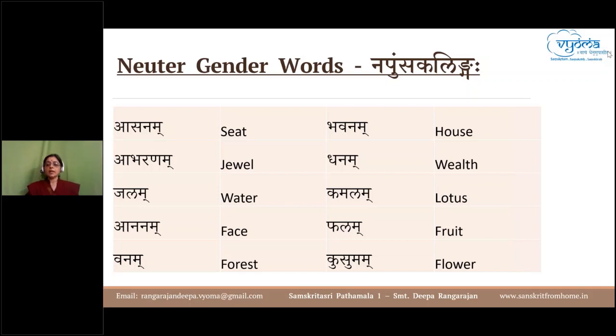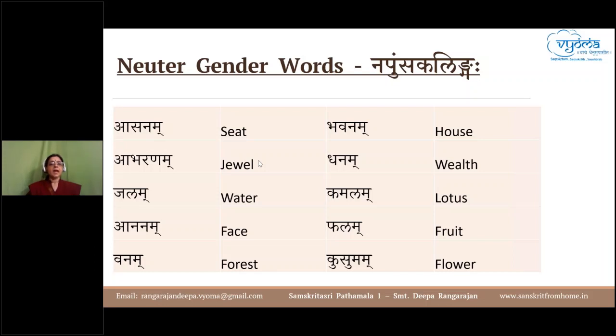If somebody wants to try and read, you can raise your hands. There is Samyukta. Can you try reading the first one? Asanam. Seat. Very good. Abharanam. Jewel. In this, you should pronounce the bhakara with more breath. Abharanam. Very good. Jalam. Water.